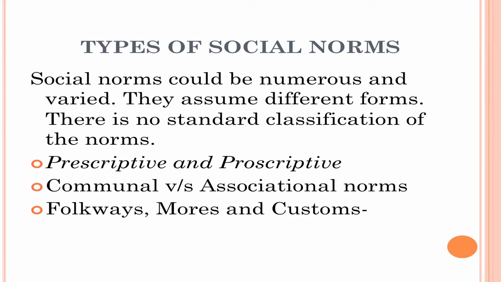So, these are the types of norms we have discussed: prescriptive versus proscriptive, then communal and associational, and third, folkways, mores and customs. Let us for a moment summarize norms. Norms are essential for community and society, without which it is very difficult to imagine a society, and they are shared. Norms may vary from society to society, but we always have norms, and they have different typologies.